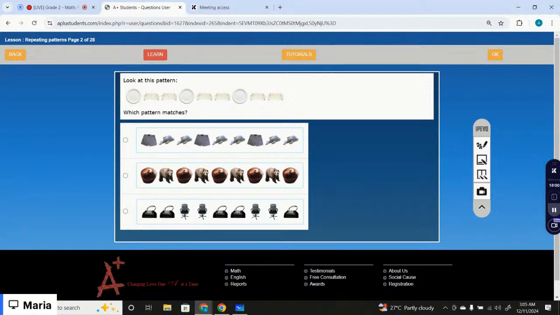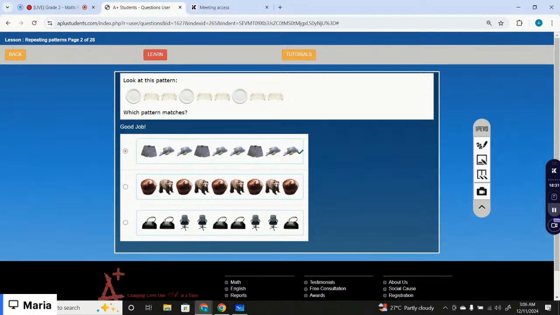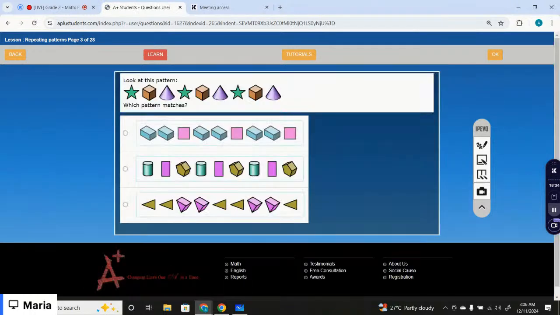Look at this pattern. That is one plate, two sofas, one plate, two sofas. You have to find the matching pattern, right? So you are given three of the patterns. Option number 1 is the correct option. You have one item, then the second one is two times, then again one, then you have again two, right? So the correct option is option number 1, 1 and 2. The pattern matches with option number 1. Got it?